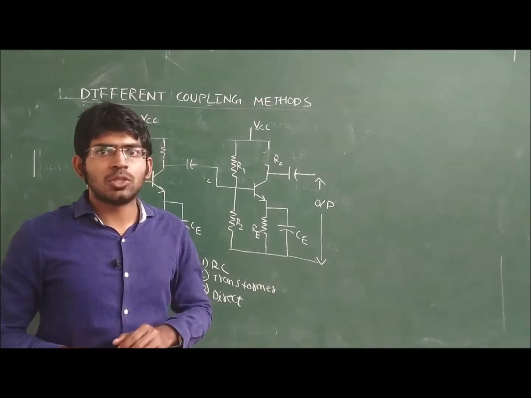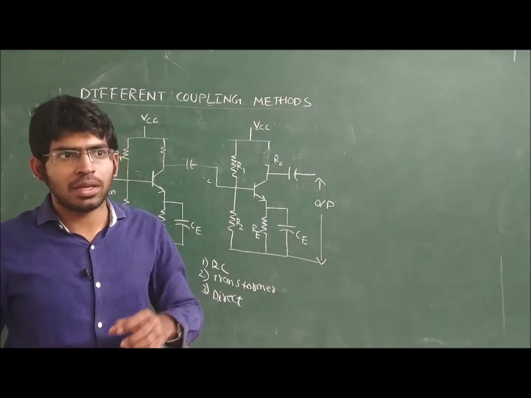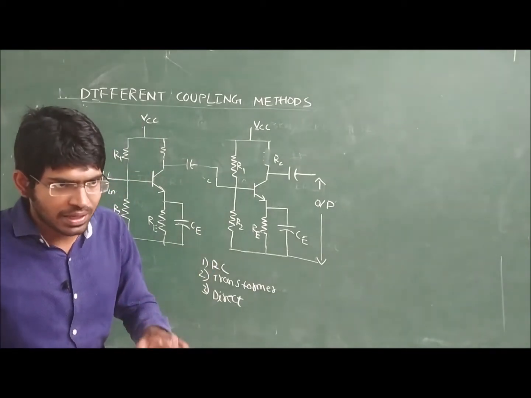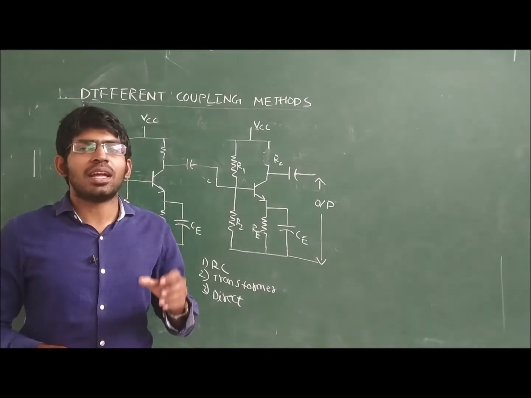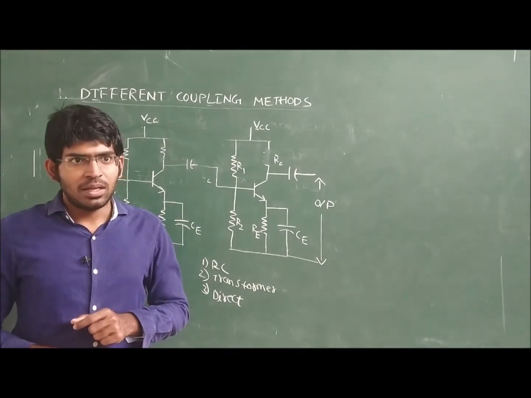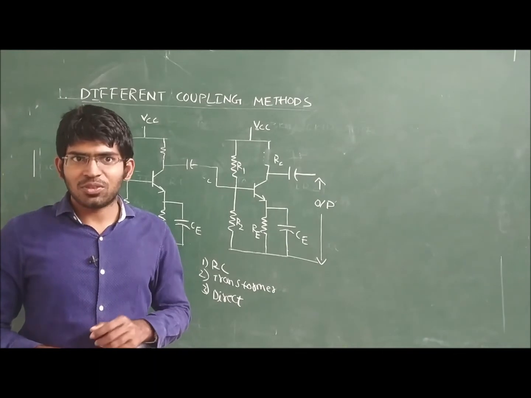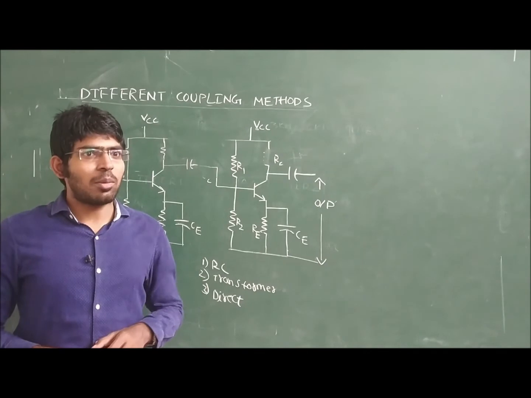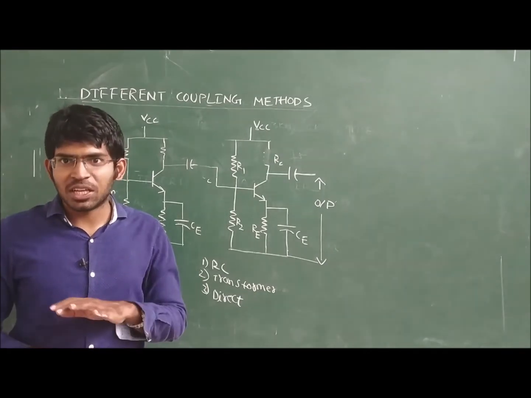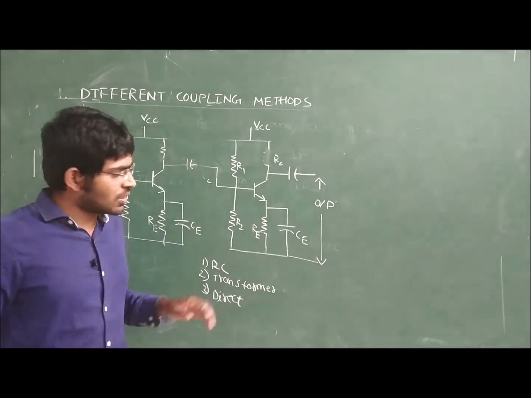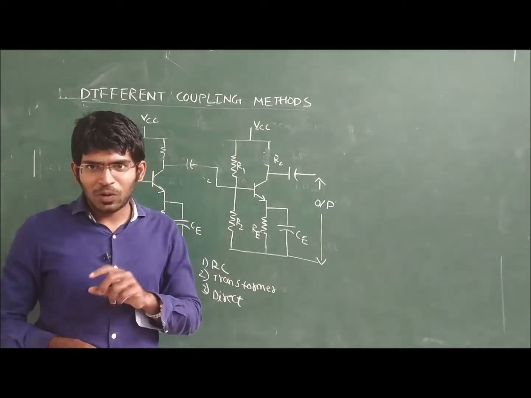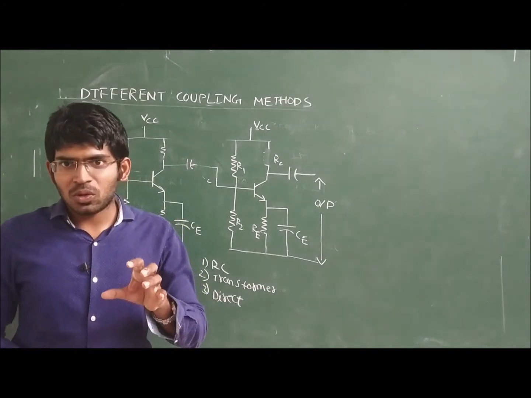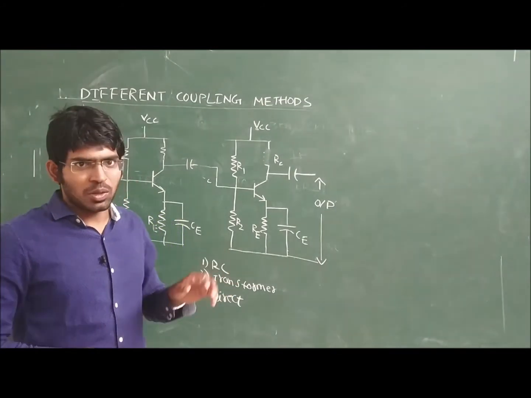Transformer coupled amplifier is used when we require a very high amount of gain. When we feel the gain with the RC coupled amplifier is not sufficient for our applications, then we go for the transformer coupled amplifier. We will discuss the advantages and disadvantages of RC coupled and transformer coupled amplifiers later, but as of now, with the RC coupled amplifier we will get a very good, stable, constant gain, but the transformer coupled amplifier will not give any stable gain. At a particular frequency, if you want more gain, then we can choose the transformer coupled amplifier.